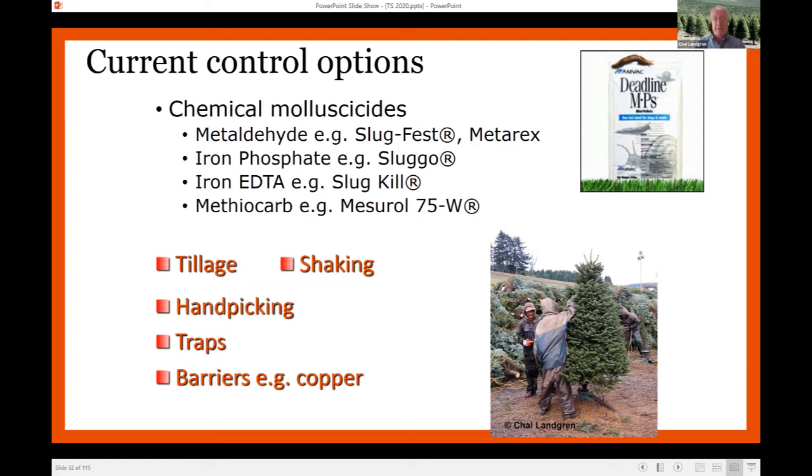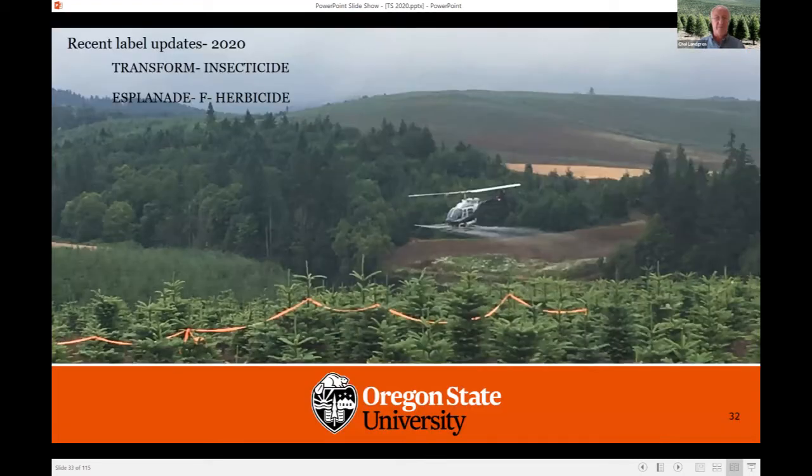Use pallets to put the trees on when they're stored. Those are some of the things that help with reducing the population of slugs in trees. Just some more additional updates. Some new labels that just came on in 2020 after a little bit of research trials. One is an insecticide, Transform. It's a Bayer product.